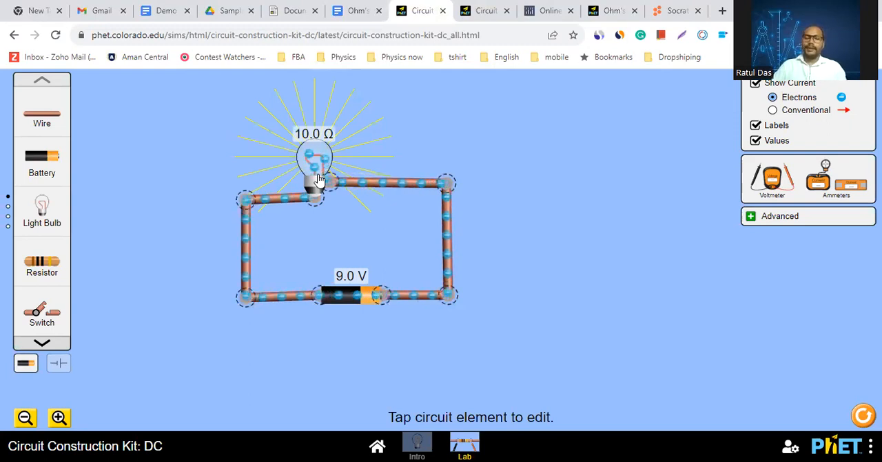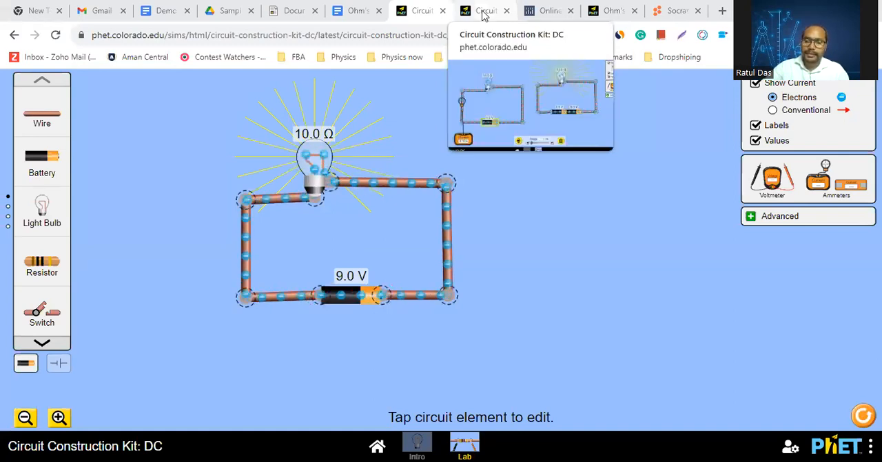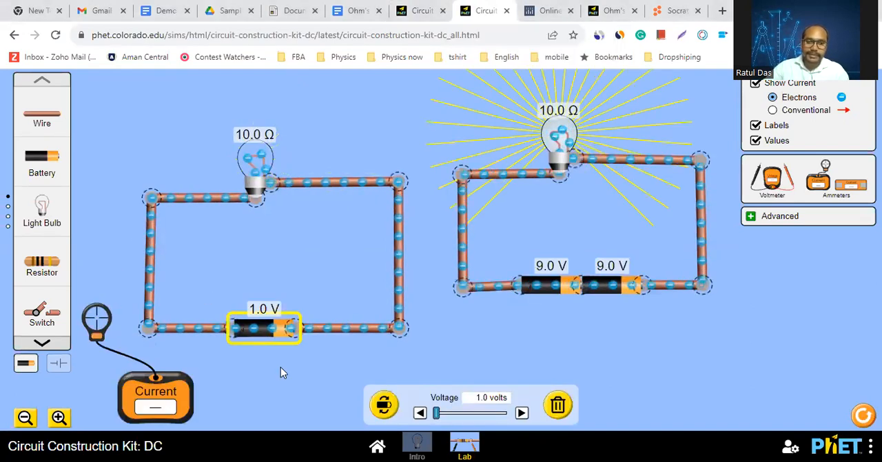Now let's see. If you increase the potential difference, if you add more batteries here, then what will happen to the circuit? Here is one battery. If you add more battery, what will happen to this circuit? I've already prepared two circuits. Are you able to see? There are two circuits. Here we have two batteries.